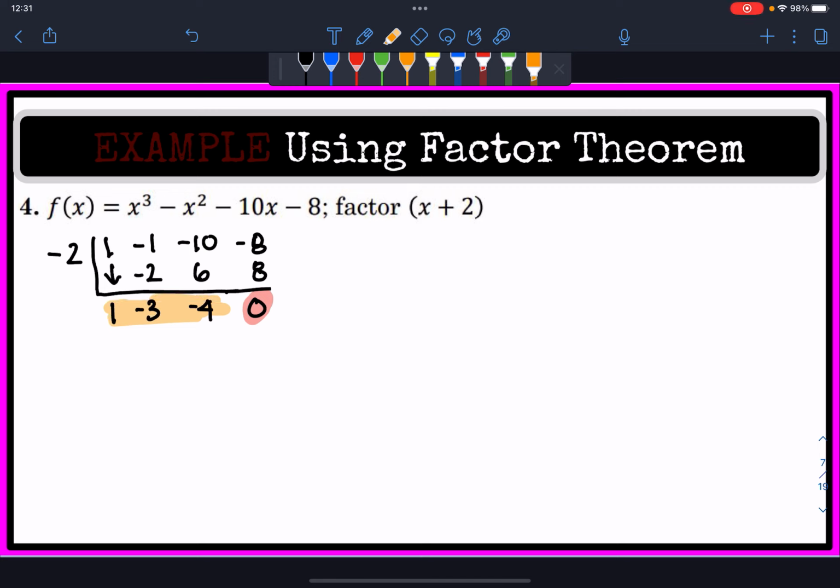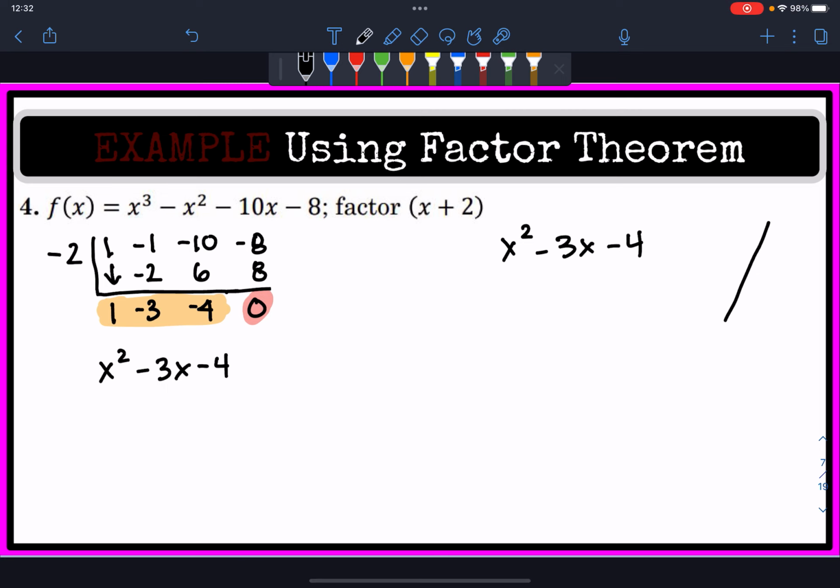So to find the remaining factors and to factor this function completely, I can now use the fact that x squared minus 3x minus 4 times this x plus 2 are the products of x to the third power minus 2x minus x squared minus 10x minus 8. So I can find the remaining factors by factoring this quadratic that I got from my quotient. So let's figure out what the factors of x squared minus 3x minus 4 are.